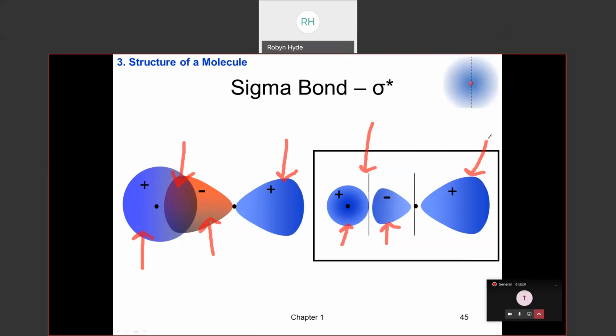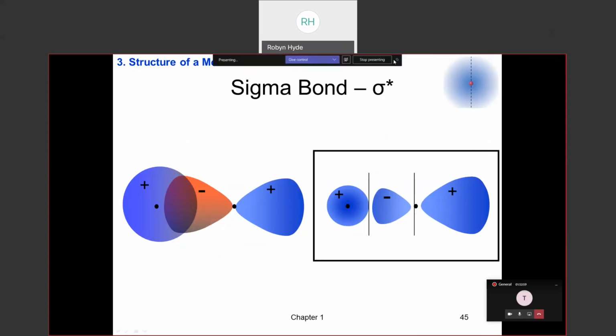Okay, so we've done S plus S, constructive and destructive, to give us a sigma bond and a sigma star bond. S plus P, also constructive and destructive, to give us a sigma bond and a sigma star bond. So what is the last combination that is relevant for the field of organic chemistry? P plus P, exactly. So now let's go ahead and look at a P plus P orbital overlap and what that is going to look like.